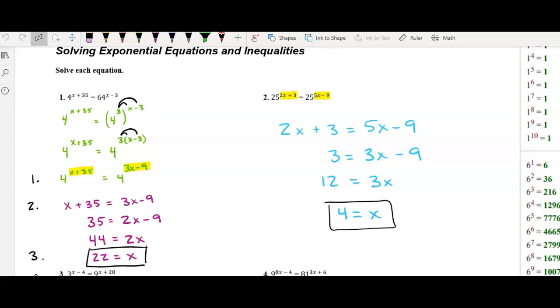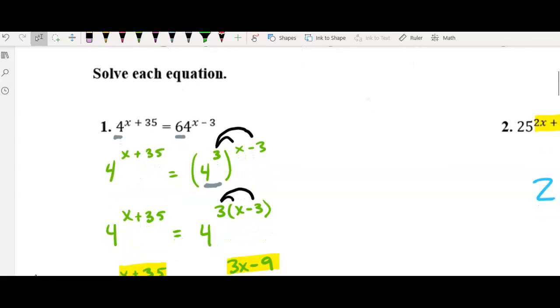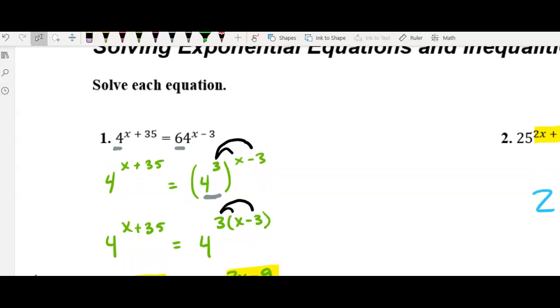So in number 1, I have base 4 and base 64. I turned 64 into 4 cubed, because 64 is equal to 4 cubed, and I brought down everything else. That's all I changed in the first step. 64 to 4 cubed. Now the exponent rules say that if we have an exponent raised to an exponent, so this is the power rule, we need to multiply exponents.